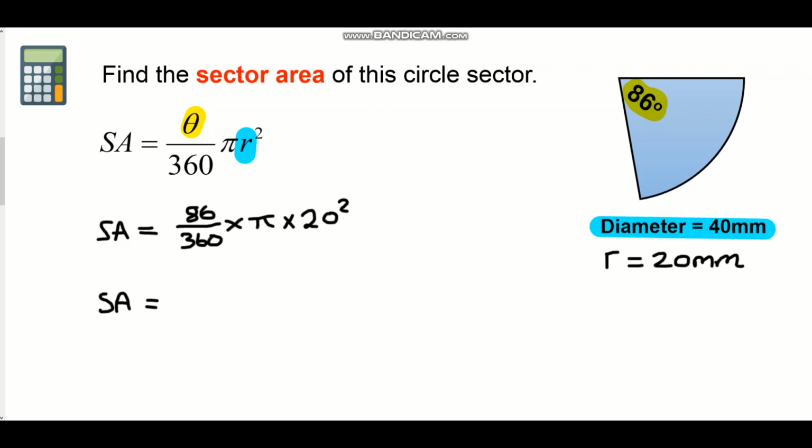So my final answer is 300.2. We have to be careful here because this is not in centimeters, it's in millimeters. We also have to be careful because it's an area, so it's going to be in millimeters squared for a 2D shape.